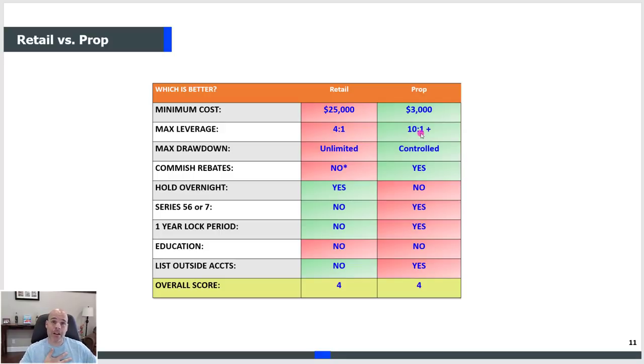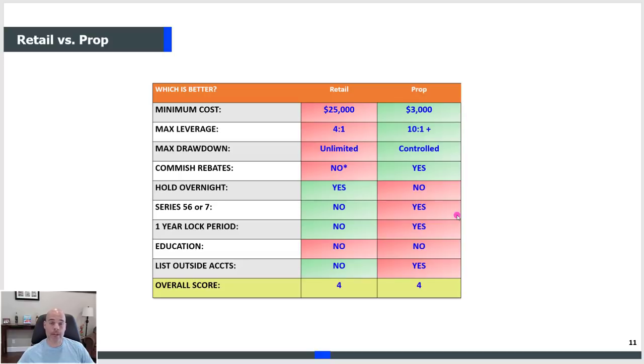Guys, when I had a prop account, they gave me 300-to-1 leverage, okay? Maximum drawdown is unlimited in a retail account. It's controlled in a prop account. Commission rebates, I put the little star here. Most of the time, no. Most of the time. There might be one or two platforms out there that have that. Prop accounts, usually you can. Now, this is where it gets negative for prop accounts.